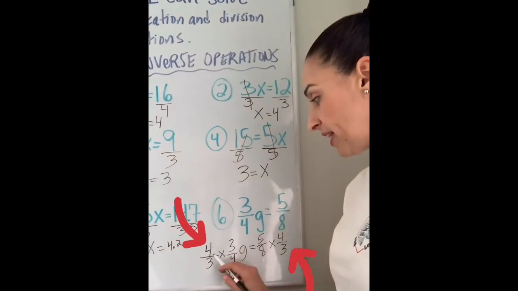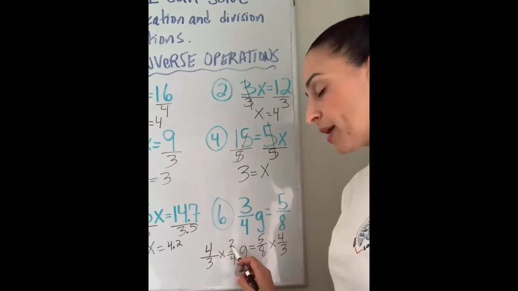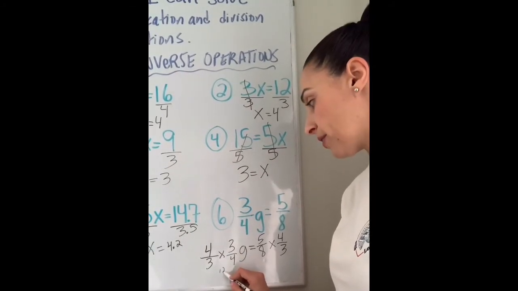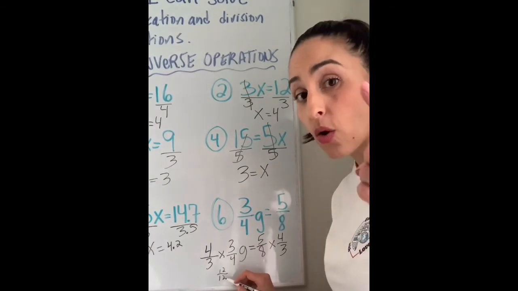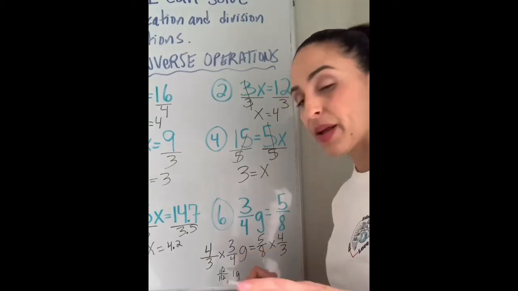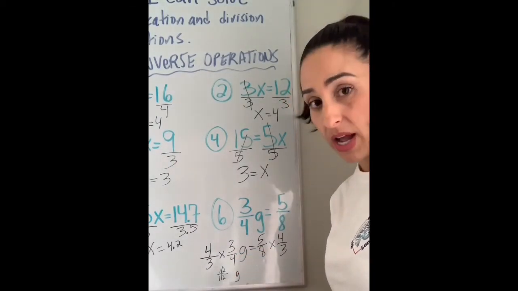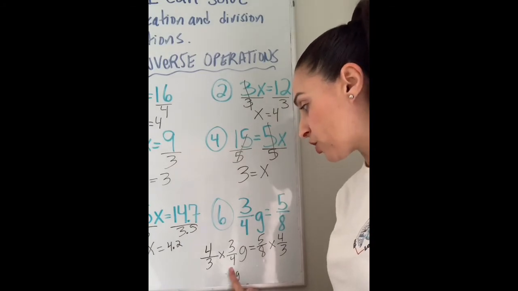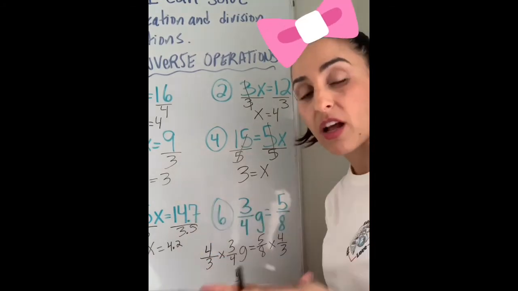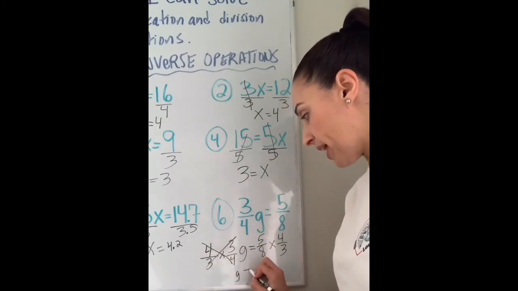So what happens here? This is going to cancel out. I'll show you why. 4 times 3 is 12, and 3 times 4 is also 12, and 12 divided by 12 is 1. So this becomes 1. 1g is the same thing as me just saying g, so I can actually erase that 1. It'll always cancel out what's on the side of the variable. I'm just going to cancel them out, and I'm left with g by itself.